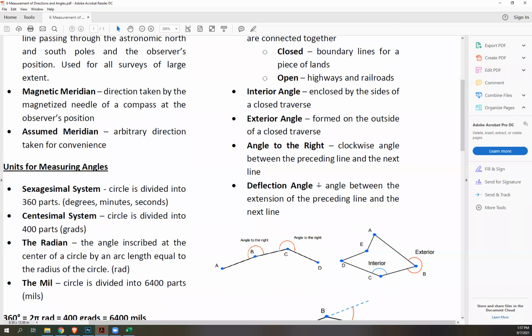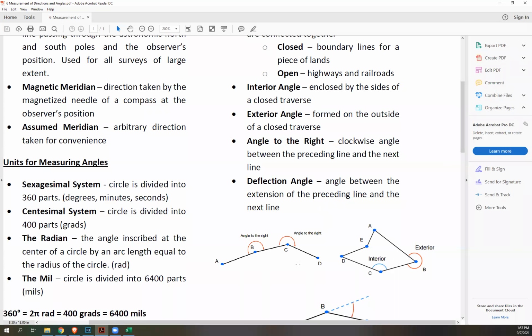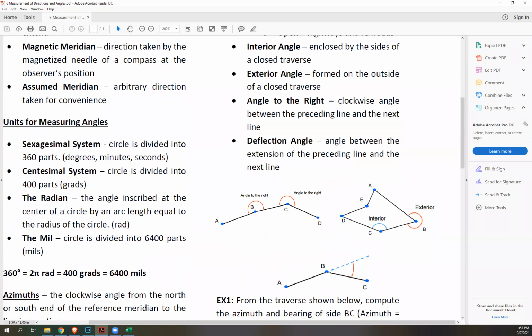And then finally, the deflection angle, an angle between the extension of the preceding line and the next line. So for example, AB, I'm gonna extend that line, okay, and then get it to the next line, and this is your deflection angle. So those are your types of angles.